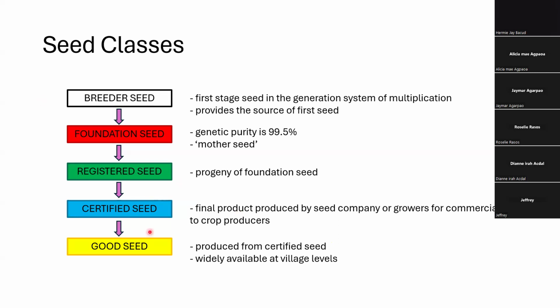Okay. Then lastly, we have good seed, yellow tag. Good seed are produced from certified seed, and these are the seeds that are widely available at village levels. So yung unang apat, breeder hanggang certified, these are recognized by our seed certifying body or yung ating NSIC, National Seed Industry Council. Itong good seed naman, good seed lang ang tawag natin sa mga seeds in circulation. Ito na yung ginagamit ng ating mga farmers.